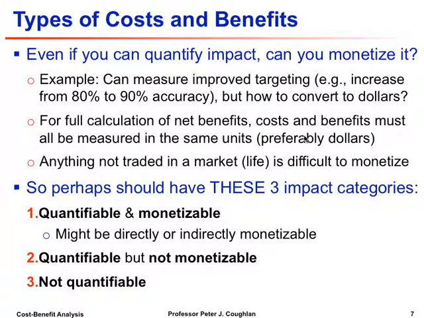But for full calculation of net benefits, cost and benefits must all be measured in the same units. Remember, net benefits is, of course, all of your benefits minus all of your costs. Well, if they're not measured in the same terms, you can't take dollars minus percentages, or $1 million minus 100 minutes. That doesn't mean anything. Everything's got to be in the same units, preferably dollars. Not always, and we'll talk in a separate lecture about how we can sometimes not be the same units, will not necessarily be dollars, but preferably, since costs are almost always in dollars, it's easier if we can put everything into dollar terms.